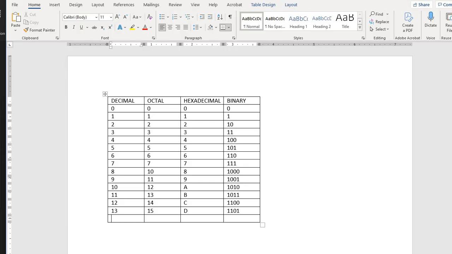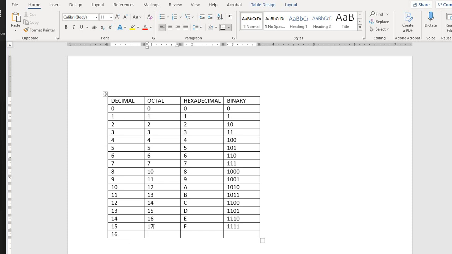1101, 14, 16, E, 1110, 15, 17, F, 1111, 16. Here, how much will be the next value?